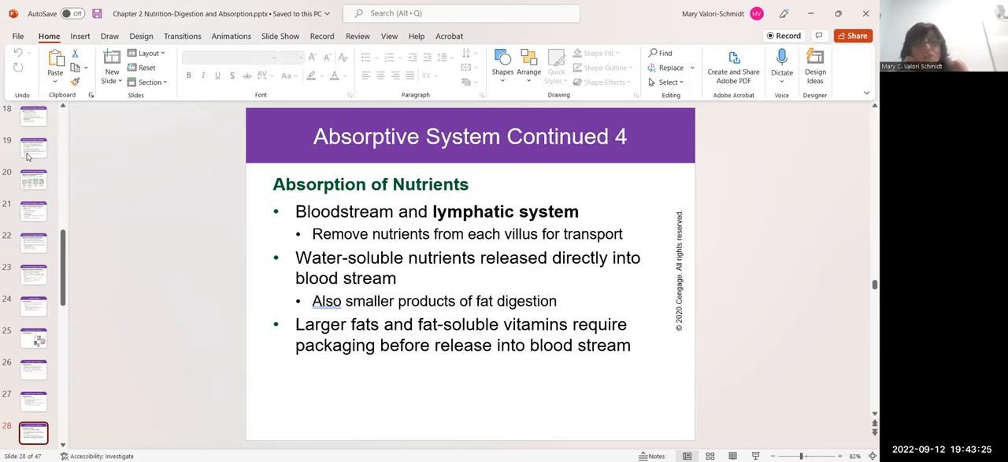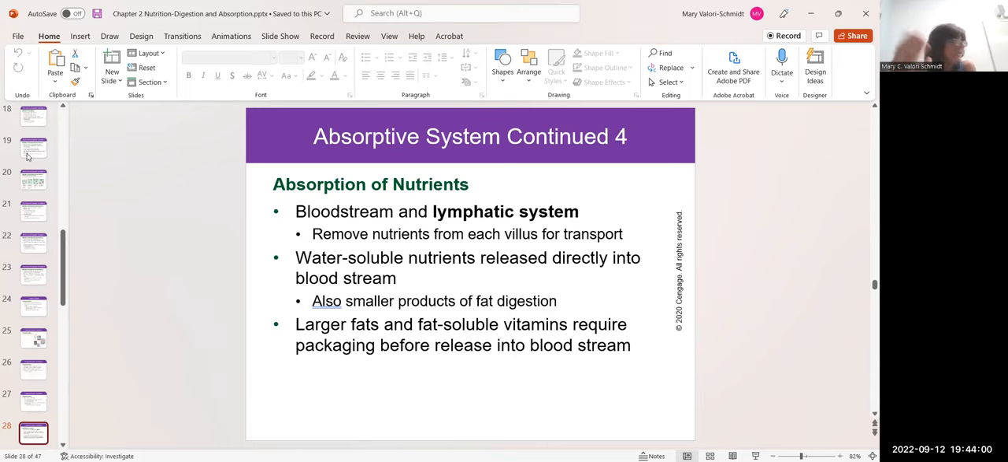So the bloodstream and the lymphatic system. Your body's like a well-oiled machine. It's crazy what it does and how all these different systems, even though they're kind of independent, all work together. Your lymphatic system is all about protecting you from infection, basically. And everywhere that you have blood, you have lymph flowing through your body, and it helps to remove certain nutrients. There are water-soluble nutrients and there are fat-soluble ones. Let's talk about the vitamins, for example.